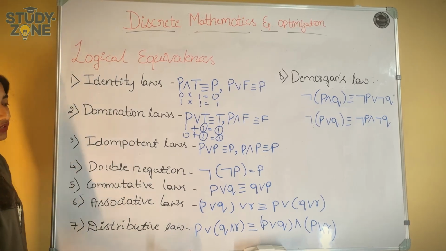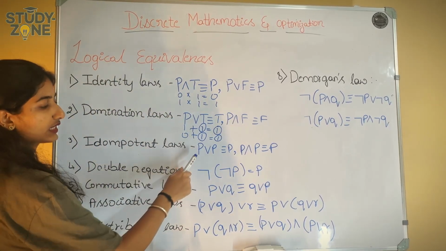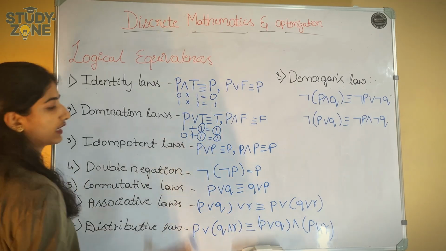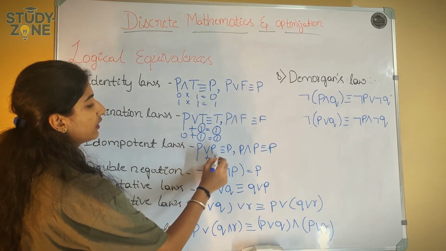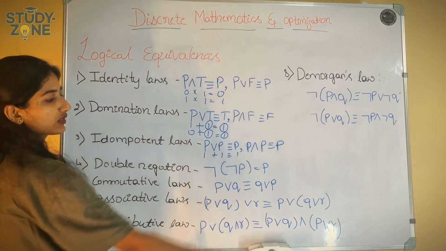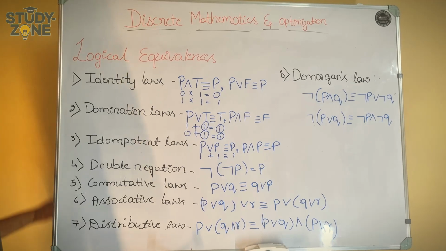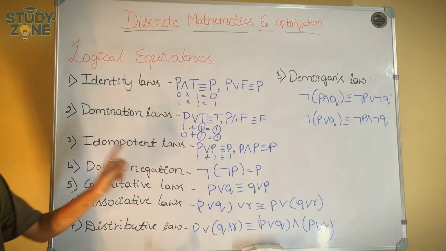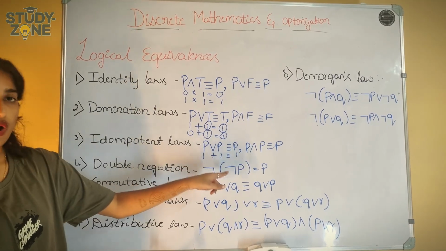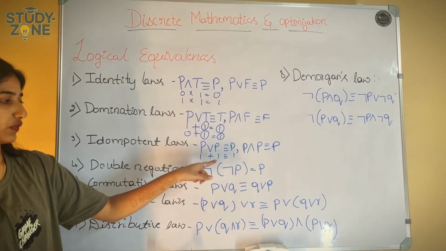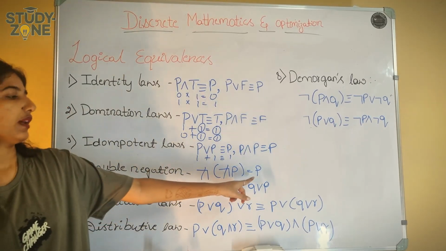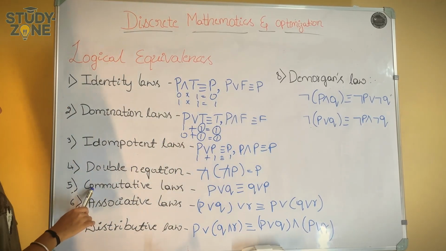And then idempotent law. Idempotent law says that P or P is logically equivalent to P. Correct, right? 1 plus 1, which is logically equivalent to 1. And then P and P is logically equivalent to P. And then double negation. Single negation means not P. Double negation means negation of negation P. So negation of negation P means the negations cancel. What will happen? P.